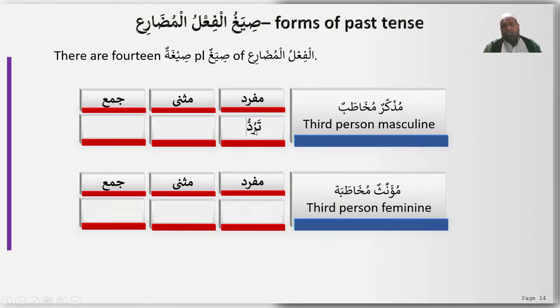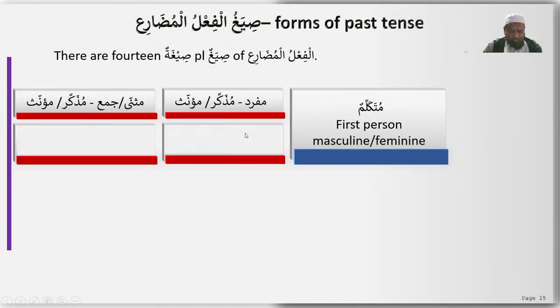For مخاطب sigas: ترد, تردان, تردون. مفرد مؤنث مخاطبة, تردين, because the ya is the fa'il, and تردان. For jama, because the noon and niswa is attached, here no rule is applied, so it will be ترددن. So 6 sigas of مخاطب: ترد, تردان, تردون, تردين, تردان, ترددن.